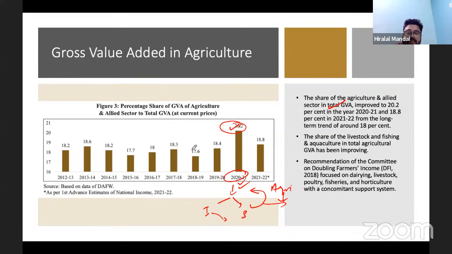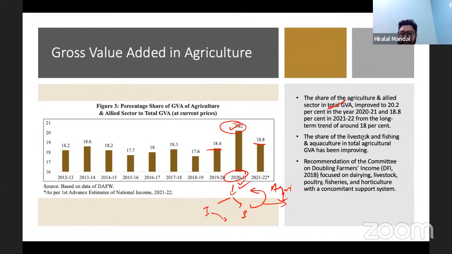If you look at the average, India's average almost remains in the range of 19% of the total GVA. So in 2020-21, we can see the GVA share of the agriculture sector gone up to 20%. Otherwise, it remains more or less in the range of 18%.